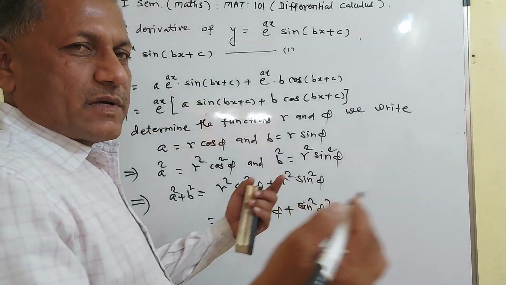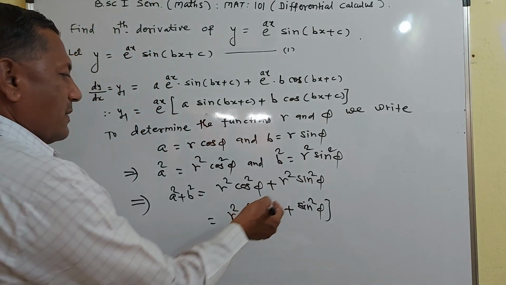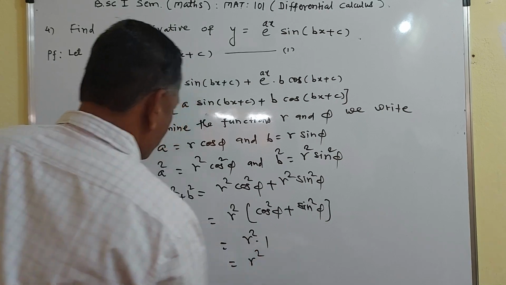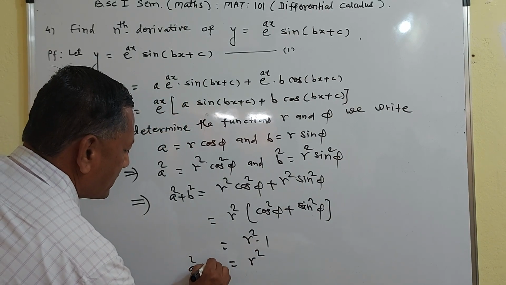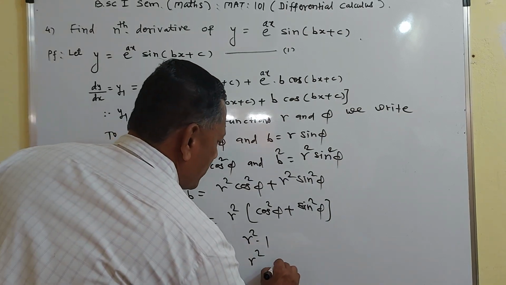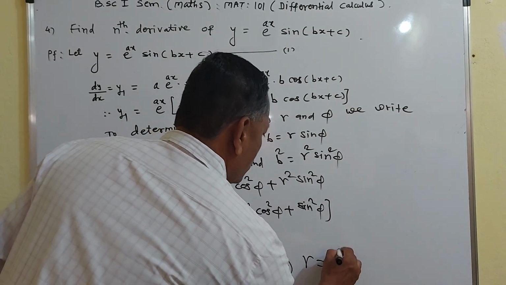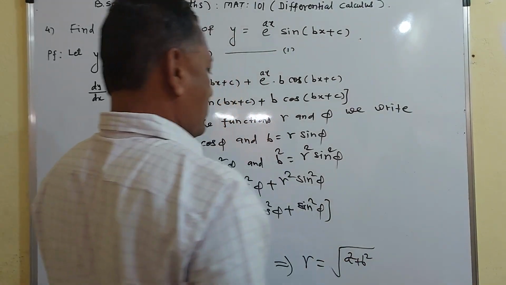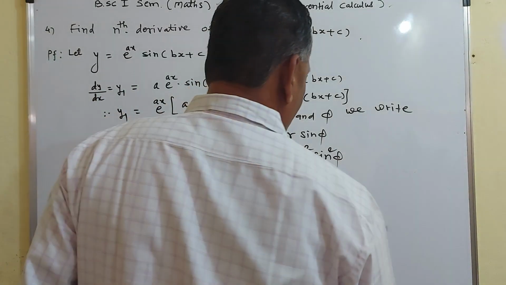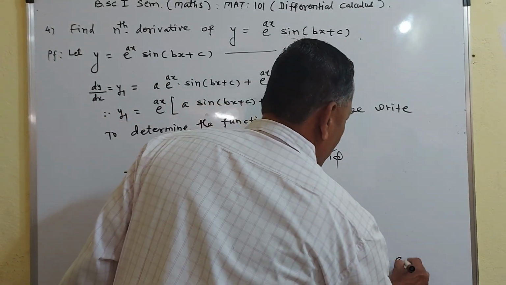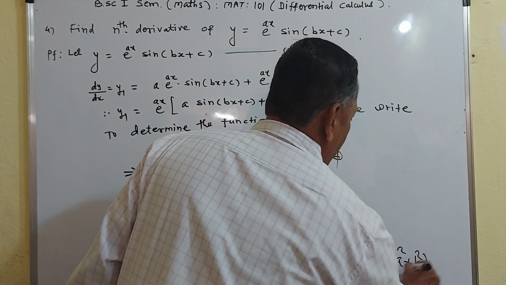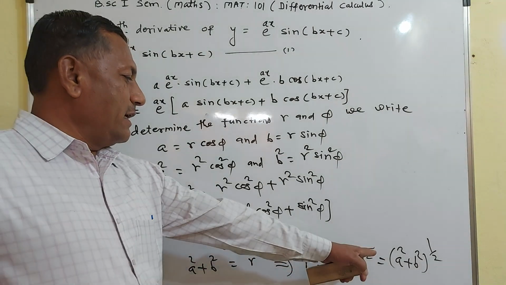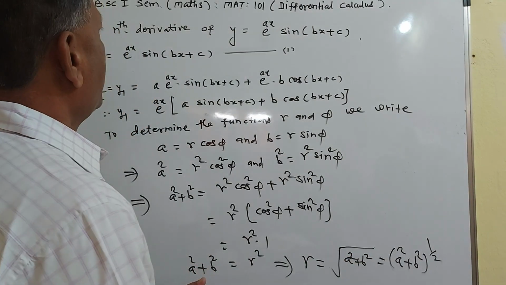Now you know that sin square theta plus cos square theta is equal to 1. Therefore, cos square phi plus sin square phi is equal to 1. R square into 1 is equal to r square. Therefore, a square plus b square is equal to r square. So this implies r is equal to root of a square plus b square, or a square plus b square raised to 1 by 2. So you remember the value of r is root of a square plus b square.